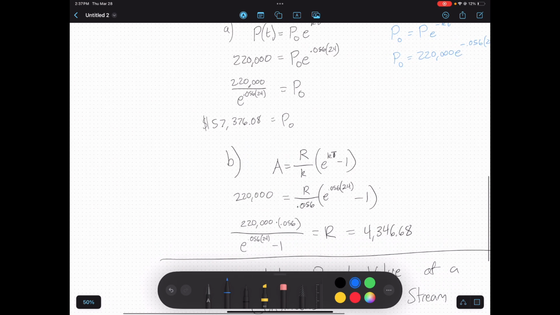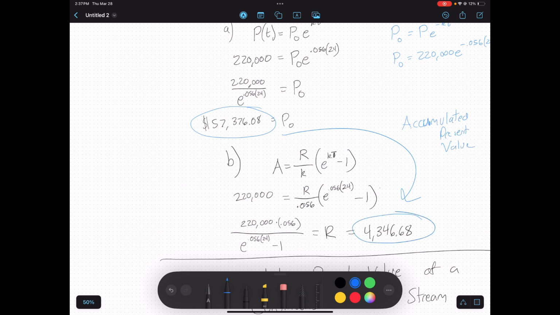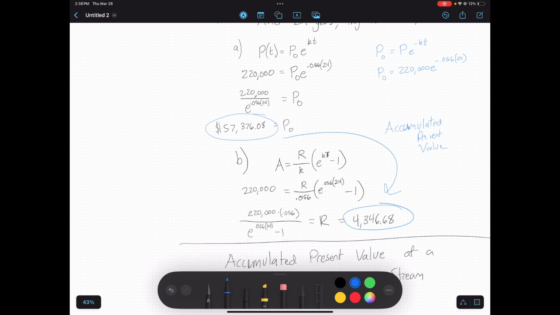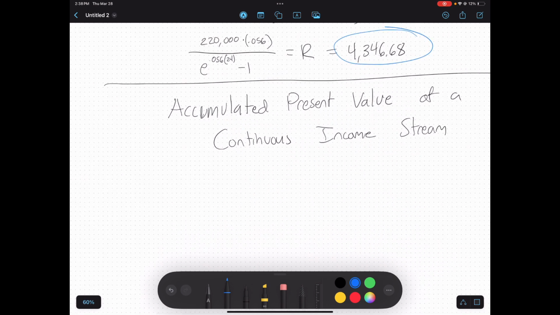So, for example, this value right here represents the accumulated present value for this income stream. If that's your income stream, this is worth $57,376 at the beginning of this journey, at the beginning of this 24-year investment. That's as if you had $57,000. That's what accumulated present value actually means. And it turns out that you can solve for it very similarly.